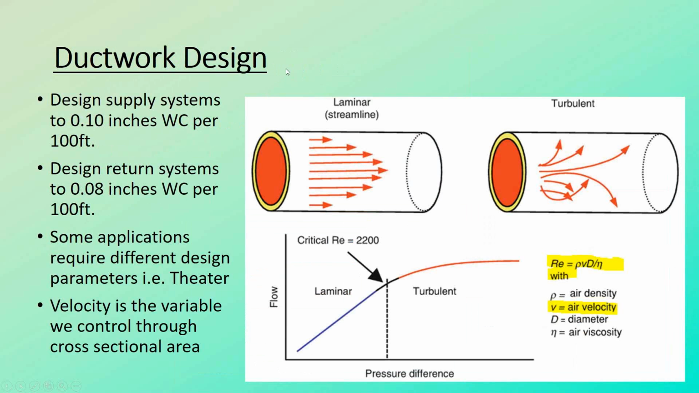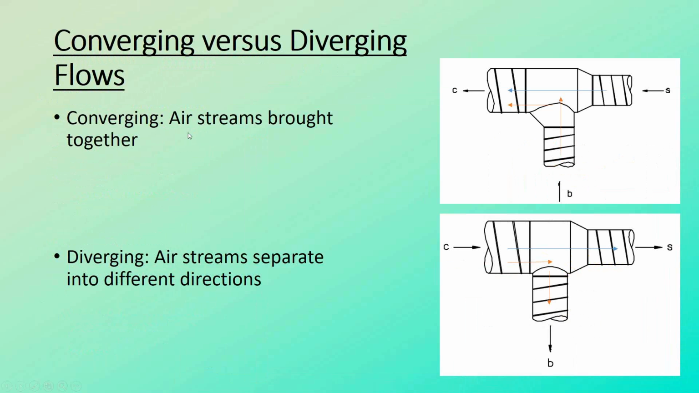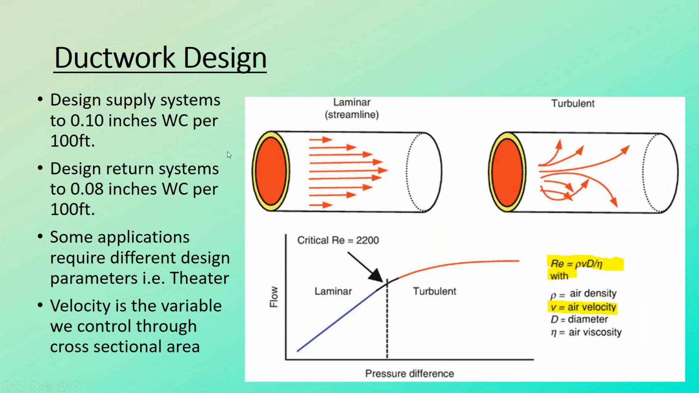So when we're designing ductwork, typical rule of thumb is 0.1 inches of water column per 100 feet. Use your trusty ductulator to help with that. And then return system's a little bit less, 0.08 inches water column per 100 feet. It really depends on the application, though.